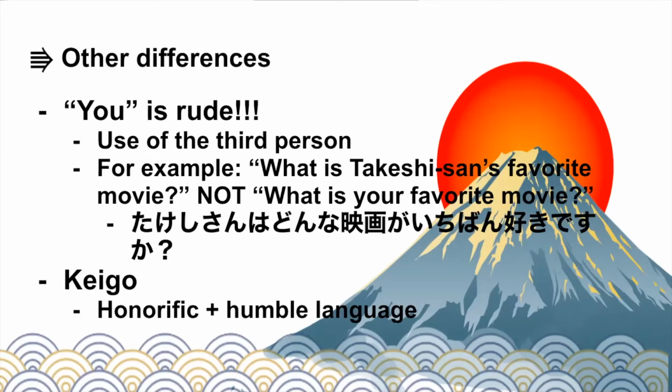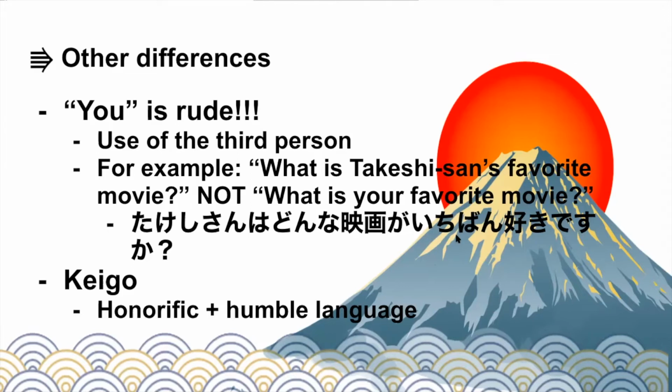So in English, we might say, "What is your favorite movie?" But in Japanese, they would phrase it like, "What is Takeshi-san's favorite movie?" So that sentence would read, Takeshi-san wa donna eiga ga ichiban suki desu ka?